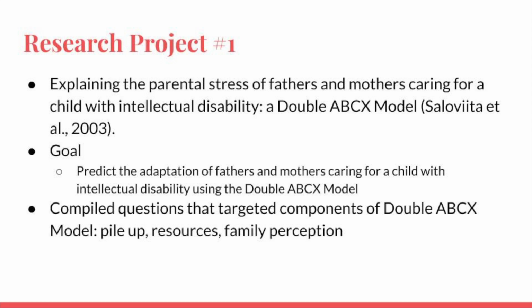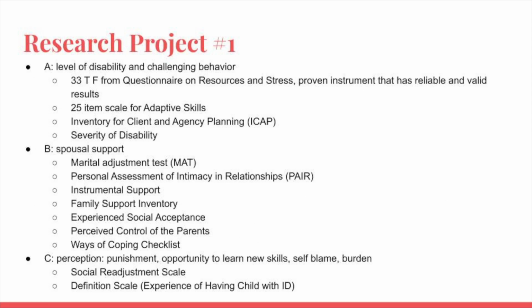The questions measured parental stress, family demands and pile-up, family resources and adaptive resources, and family perception and meaning. The questionnaire consisted of questions compiled from many sources. For example, when assessing family pile-up, the survey used questions from the questionnaire on resources and stress and the adaptive skills scale. Listed on the slide are all the scales and surveys included in the entire questionnaire. As you can see, this questionnaire was quite long.